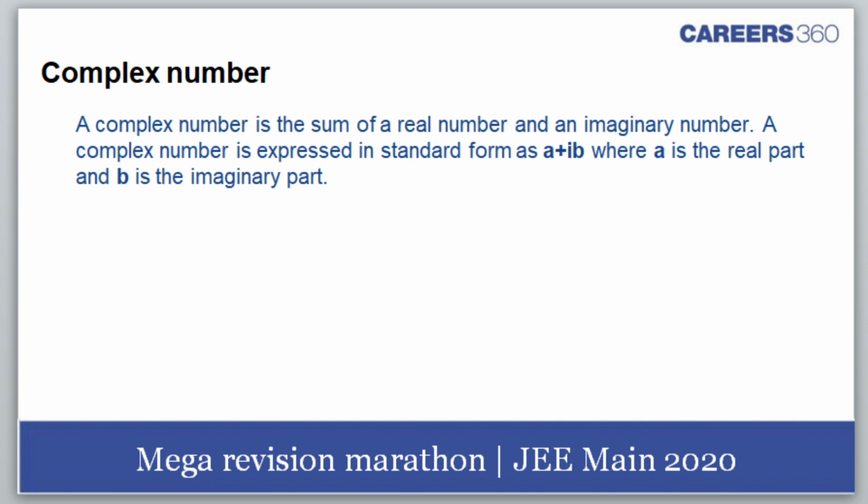So what is a complex number? Let's see. A complex number is the sum of a real number and an imaginary number. So what do we call an imaginary number? Any multiple of iota.